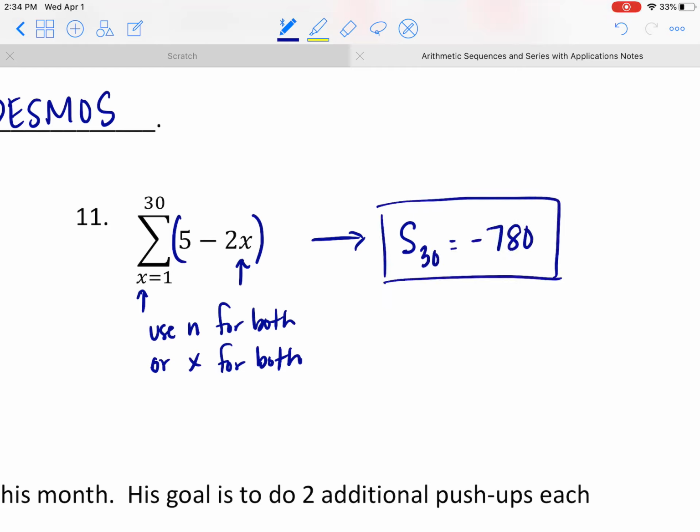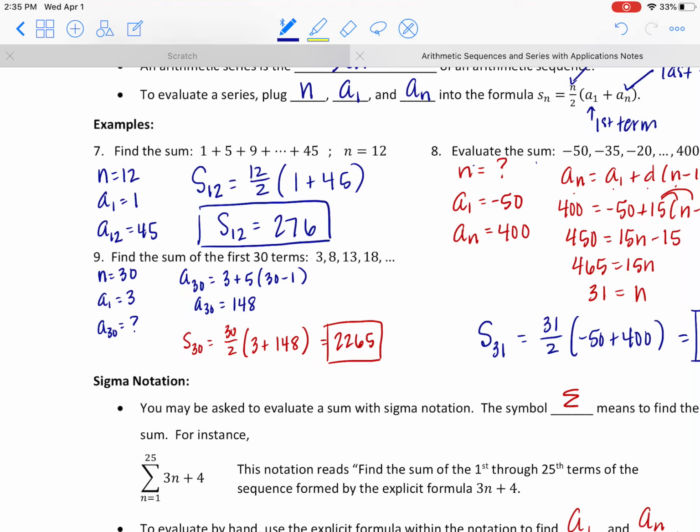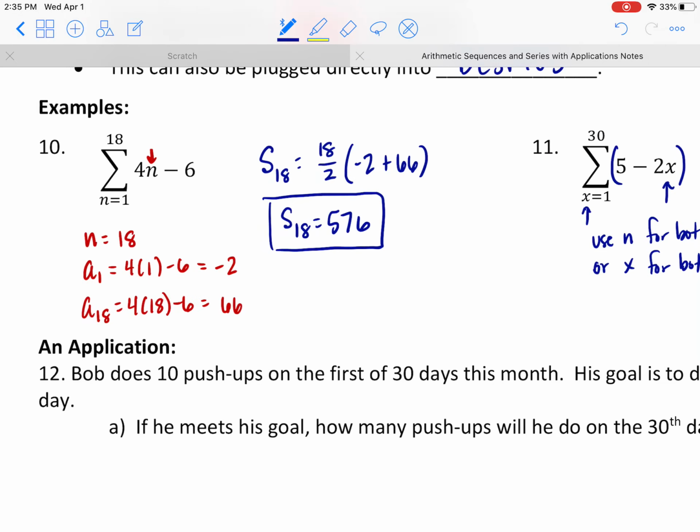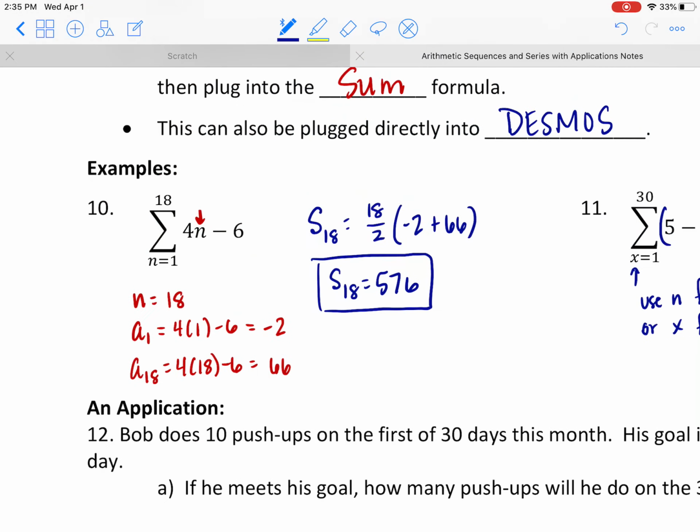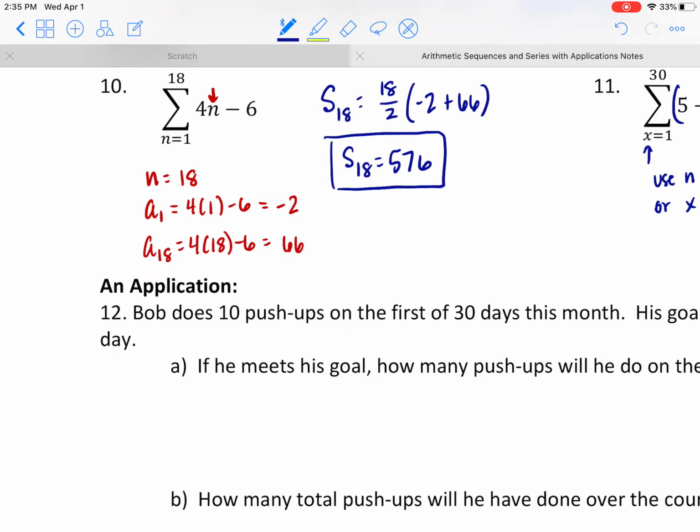The sum for these 30 terms is negative 780. Okay, so you have the option to just use Desmos, and really, you could use Desmos and sigma notation for the rest of these. So if you know, like for number 7, that we're going from the first term to the 12th term, and you wanted to write the explicit rule, I don't think it's any more or less work than just using the other formula. But if you wanted to use sigma notation on these as well, you could. Just have to figure out how to write it with the sigma notation first.